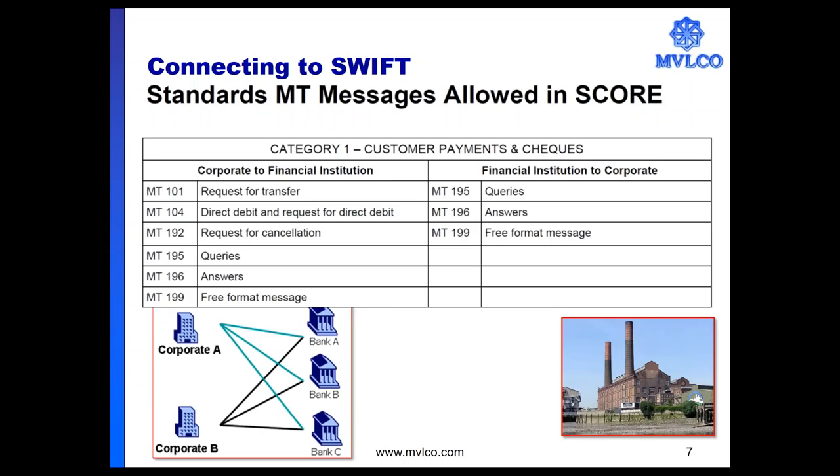When we speak about different categories, when a corporate wants to communicate with a bank, it can use category 1. And out of category 1, a corporate can send to financial institutions message type MT101 and a message type MT104. Now we will be discussing this MT101 at a later point in time. In addition to this 101 and 104, a corporate using SCORE can also send MT192, MT195, a query, MT196, the answer, and the MT199. What a bank can send to a corporate is an MT195, an MT196, and an MT199. This is now about category 1 messages, which corporates can send to the financial institutions and what the financial institutions can send to the corporate.